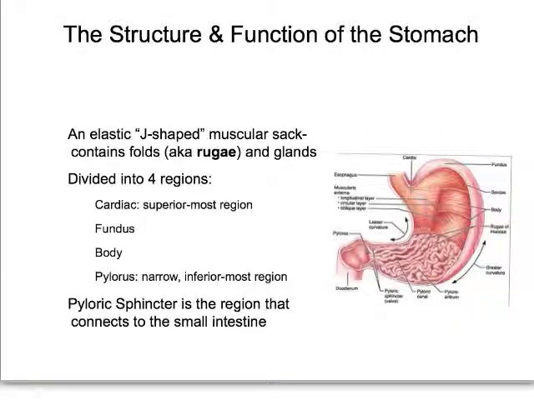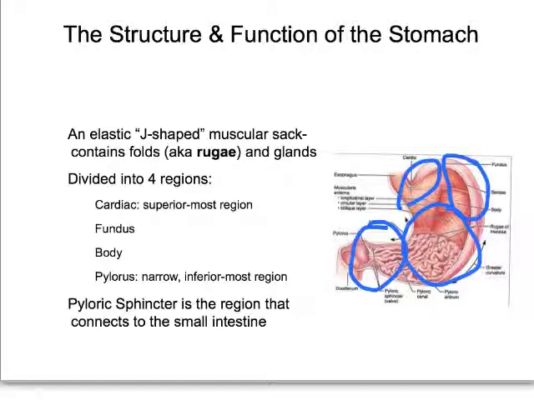Okay, so let's talk about the next part of the digestive system, which is the stomach. The stomach is a J-shaped muscular sac that contains lots of folds called rugae and glands as well. And there's 4 basic regions of the stomach. We've got the cardiac region, okay, up here. We've got the fundus, the body, which is basically the biggest part, and then the pylorus, which is the part that holds the sphincter that is going to let food from the stomach into the small intestines.